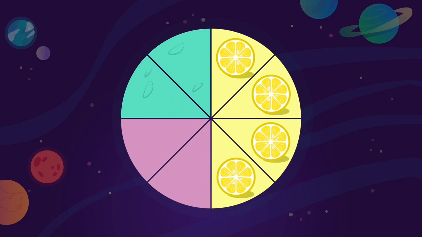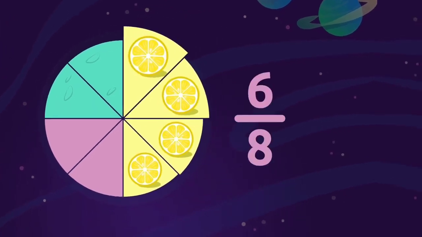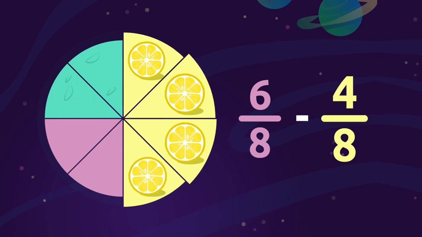To find out, we'll have to subtract fractions. We need to subtract the number of fields planted with lemon trees from the total number of fields planted with fruit trees to find out how many apple tree fields there are, meaning 6/8 minus 4/8.